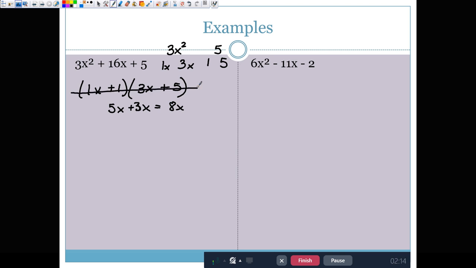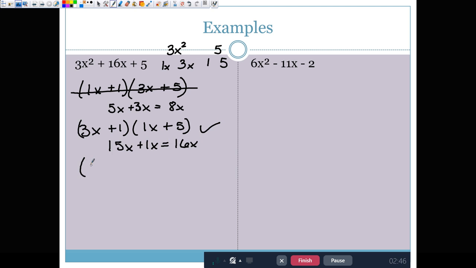So I need to try the other way, where my 3x goes with my 1, and my 1x goes with my 5. So I'm switching my x's. Okay, now let's do outside, inside. So 3x times 5 would be 15x, and 1 times 1x would be 1x, and that would equal 16x. So that one works. So my binomials would be 3x plus 1 and x plus 5.